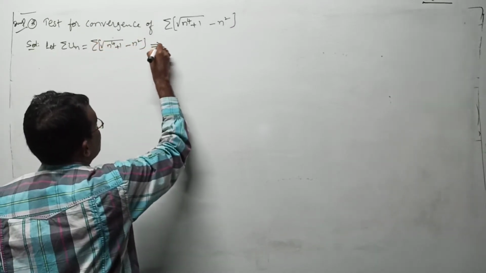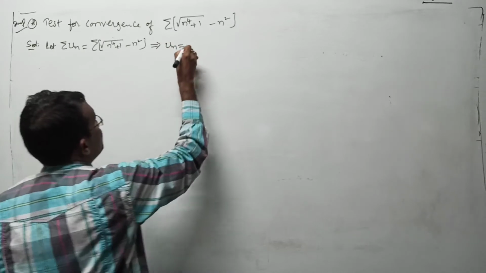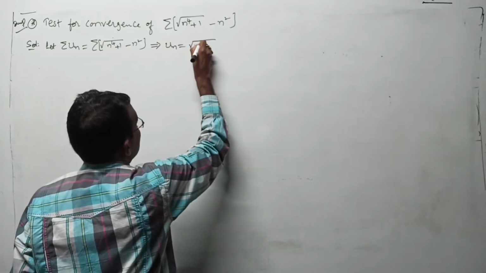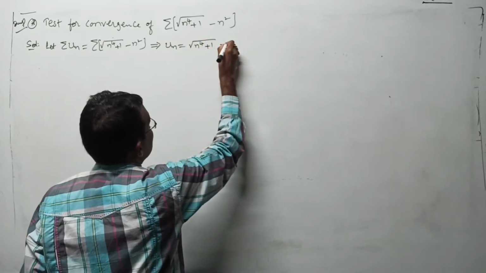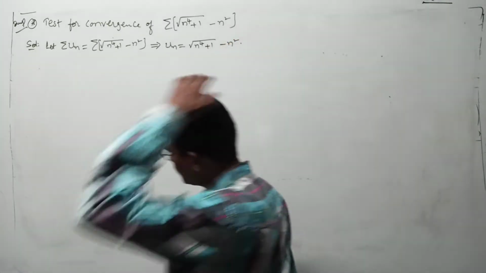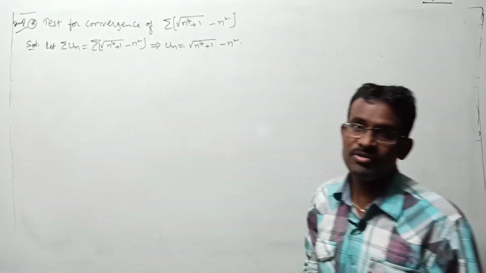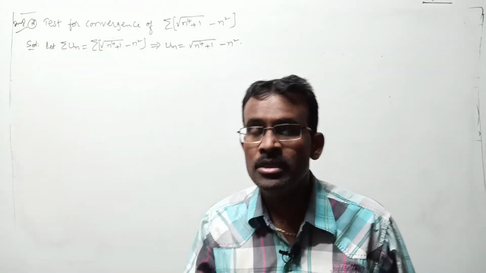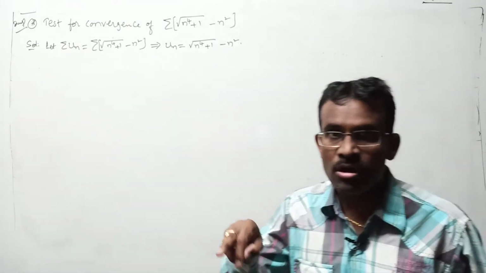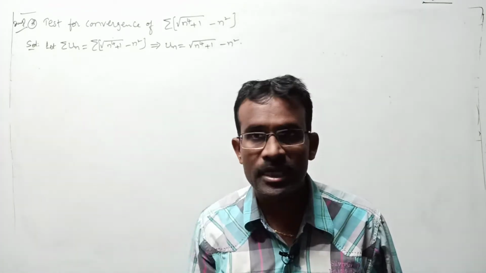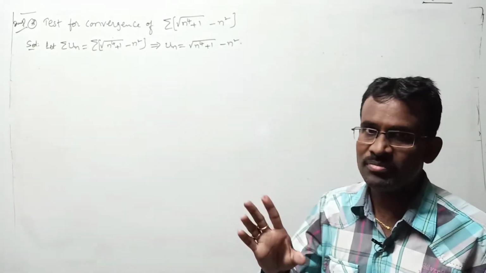From this you can write Un. It is what? Root n power 4 plus 1 minus n square. Here don't take directly all n terms common and proceed it as Vn. If you select Vn like that, limit Un by Vn will get either 0 or infinity. So that Vn selection is wrong.